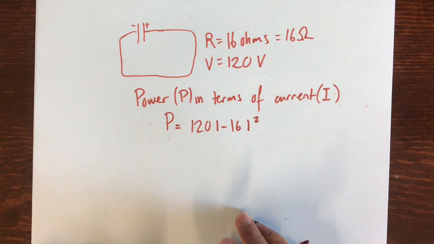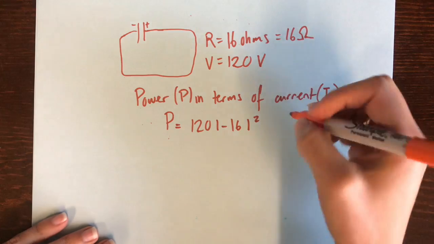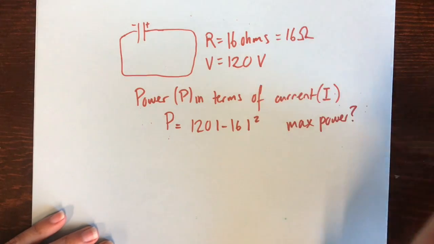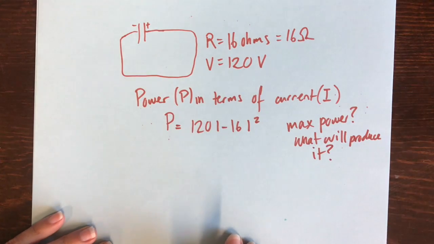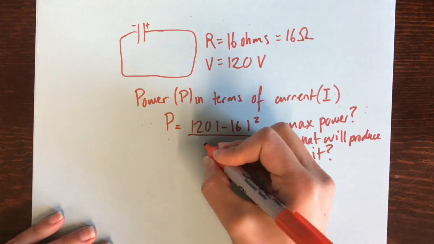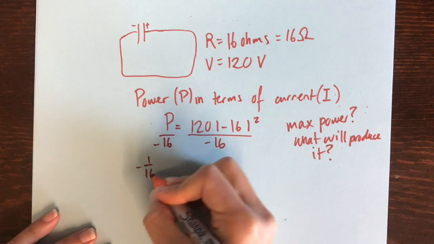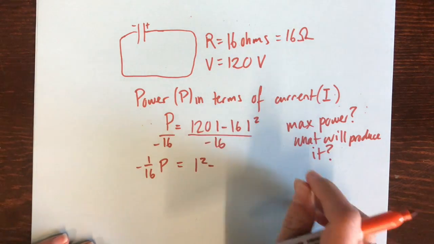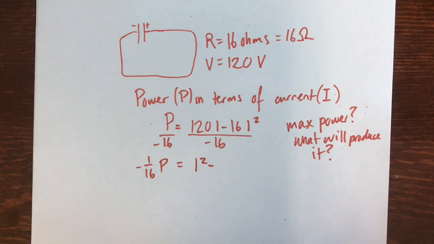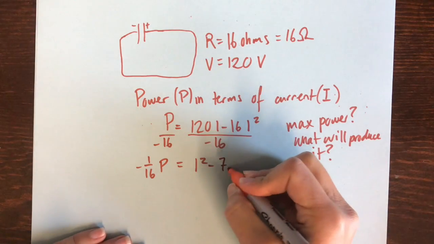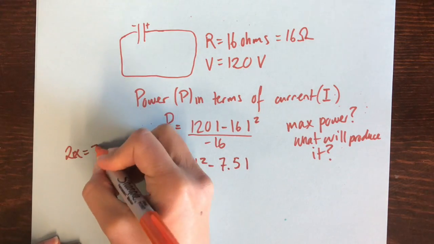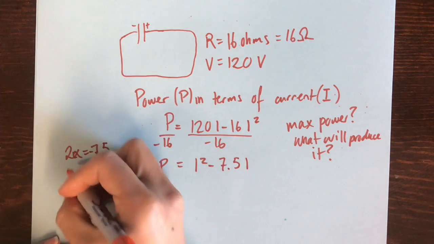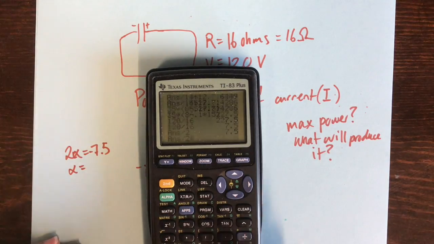And then what they want us to do is figure out what the maximum power is and where that maximum power occurs, right? For what current is that going to occur? So I have to complete the square on this one. So the first thing I'm going to do is divide everything by negative 16. So I'll get negative 1/16 times P is equal to I squared minus, I believe I get 7.5 for 120 divided by negative 16. So then I end up with I squared minus 7.5I. So 2 alpha is going to be negative 7.5 in this case. Alpha will be negative 3.75.